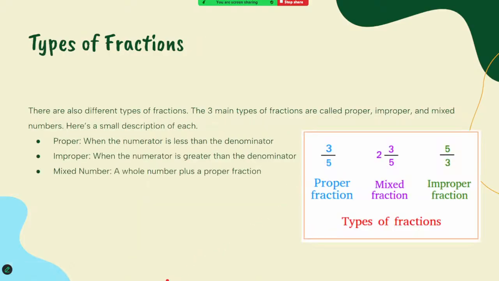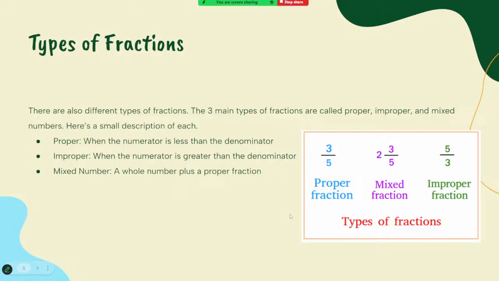So, what are the different types of fractions? There are three main types of fractions: proper, improper, and mixed numbers. I'll just be going over this briefly because it's not important in today's lesson. So here's a small description for each.